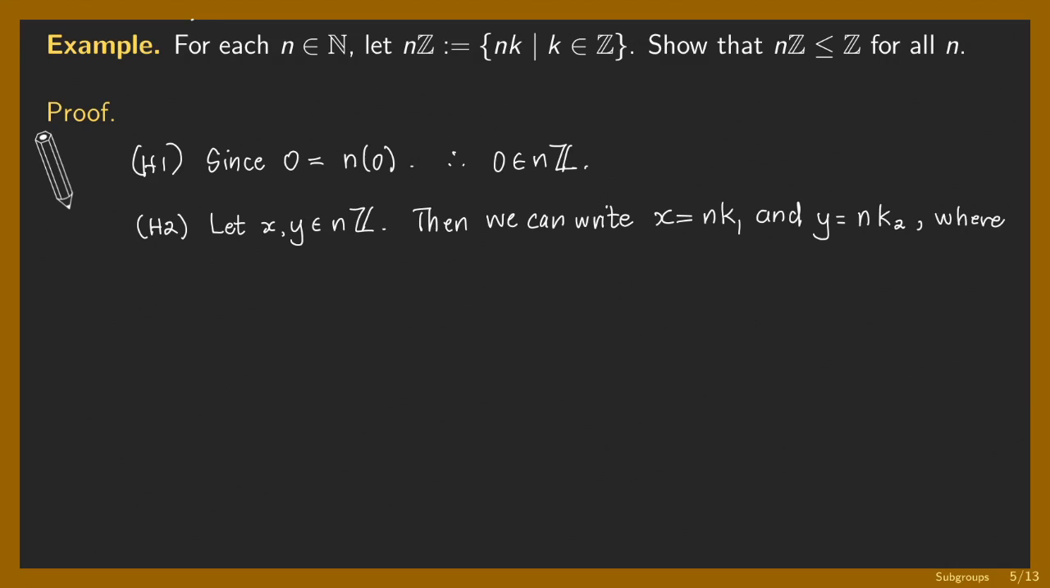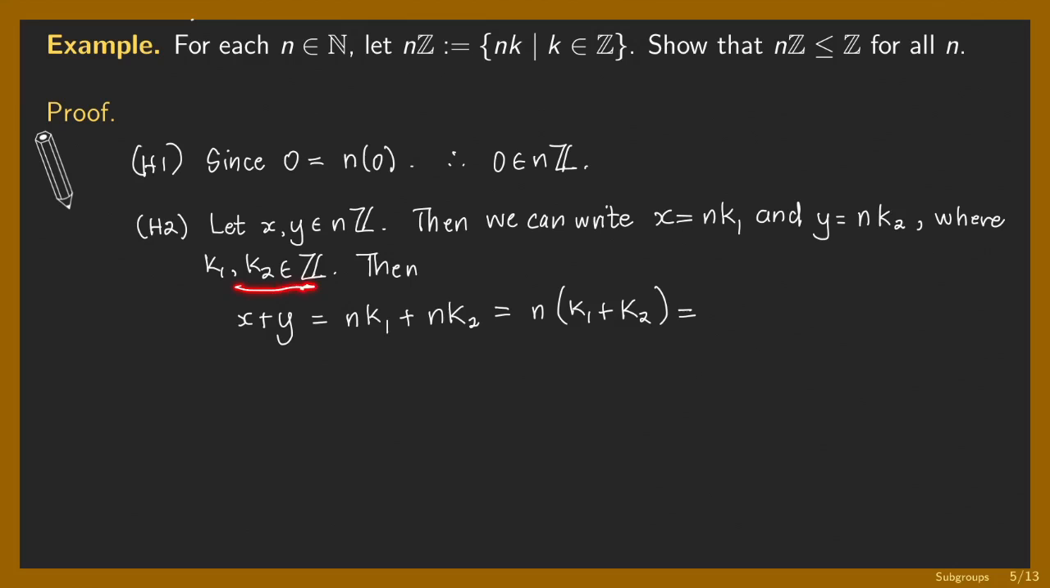where, let's say, k1 and k2 are integers. So what I want to know is if their sum is still in nZ. So therefore, let's add. If we add x plus y, you get nk1 plus nk2. Now, we can factor n because it's a common factor and have this. As you can see, k1 and k2 are integers. Therefore, their sum is also an integer.